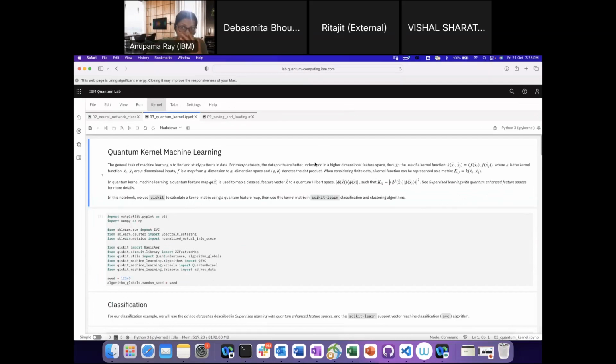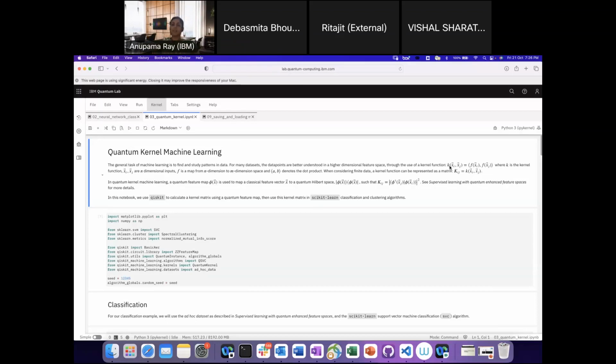Okay, so now we'll come to the second notebook, which is quantum kernel machine learning. And this is actually the third notebook in your Qiskit machine learning tutorials. Most of the theory, I mean, we covered very brief theory, but some theory of it is also given in this particular notebook, and you can go through that.